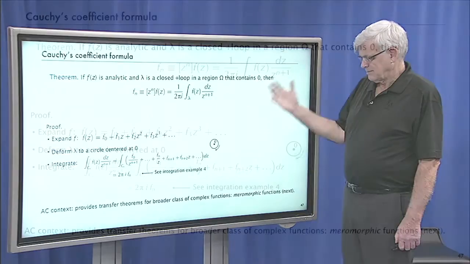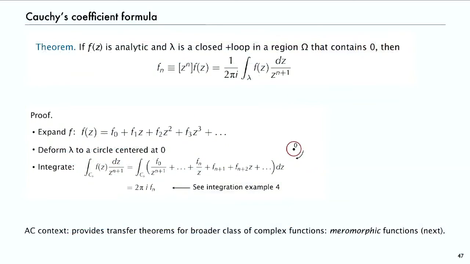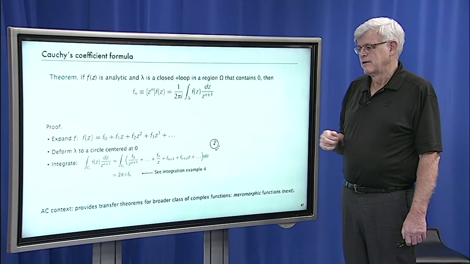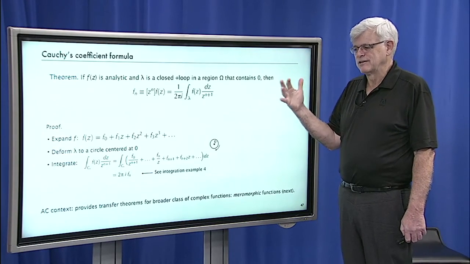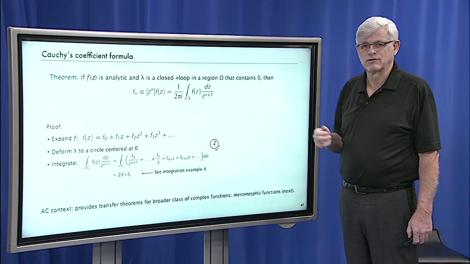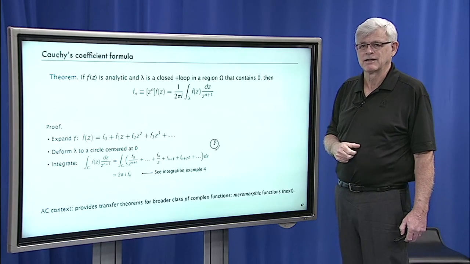So in the context of analytic combinatorics, this is going to lead to the transfer theorems for a much broader class of functions called the meromorphic functions, and that's what we're going to look at next. The idea of complex integration is a deep and powerful idea that's going to be very helpful to us in analytic combinatorics.